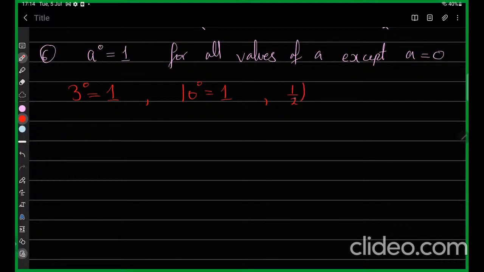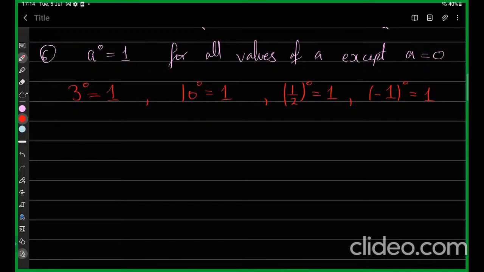1 by 2 power 0 is 1. Negative 1 power 0 is going to give you 1, right? All values of A except A equals 0. So if you have any number, 0.1, 0.2, 1 by 2, 1 by 3, 2 by 6, any number power 0, the mathematical value is going to be 1. Okay, any number power 0 is 1. Is it okay now? Yes, ma'am. Very good. Yes, I understood.